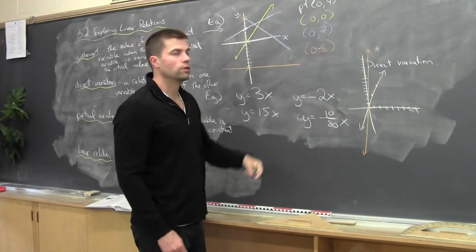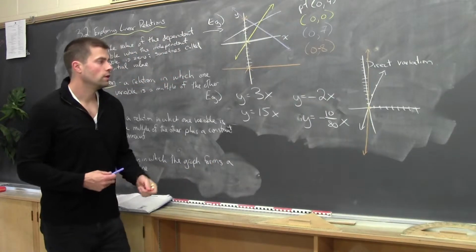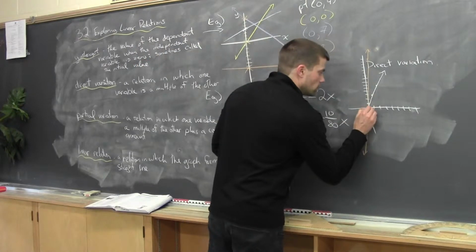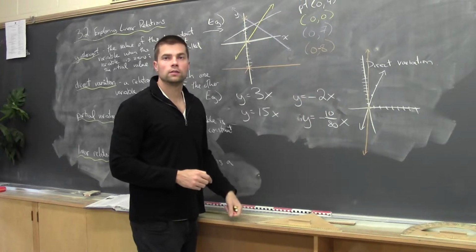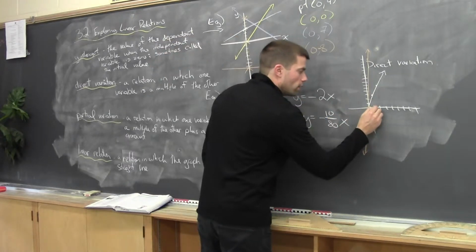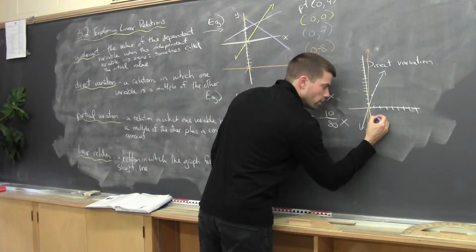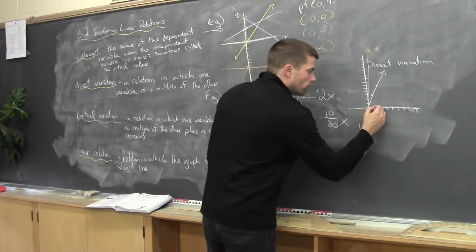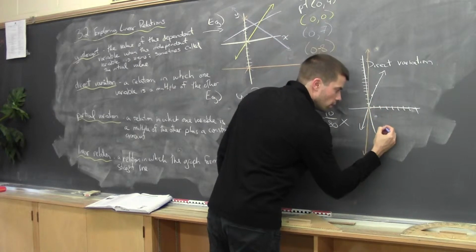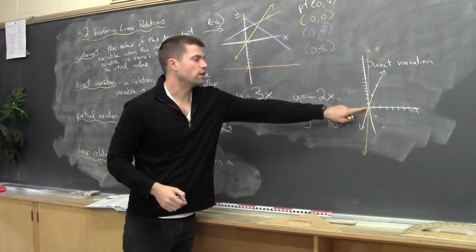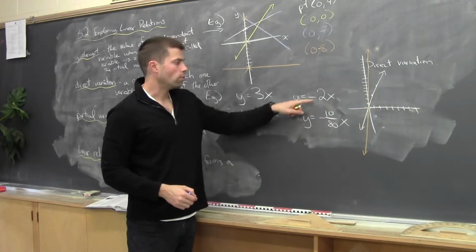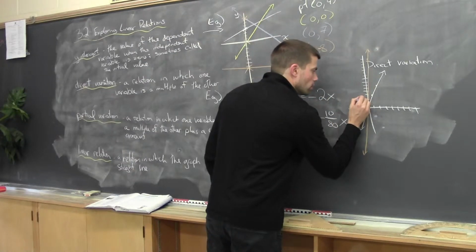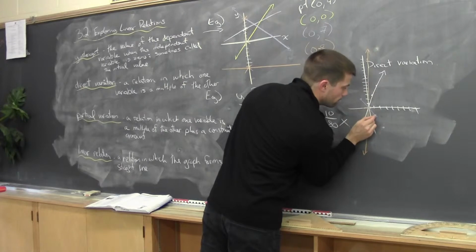Next one, y is equal to negative 2x. We're doing purple. So when x is 0, y is? 0. When x is 1, y is? So I'm going to go 1 and then minus 2. So I go out here. When x is 2, y is? Negative 4. 1, 2, 3, 4. Okay. How about when x is negative 1? y is going to be negative 2 times negative 1, positive 2. So up here. So I get this line now.